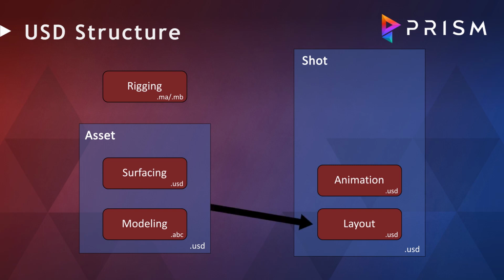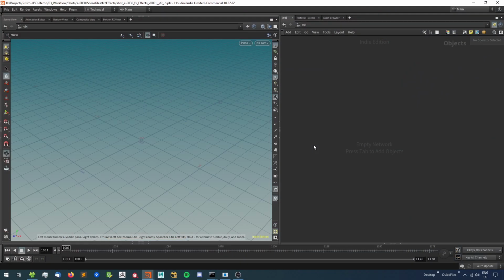The materials are stored in our layout department layer. When we render our shot USD container now, the animation layer and the layout layer will get merged, and we will get our animated characters with materials. Now let's create some effects.